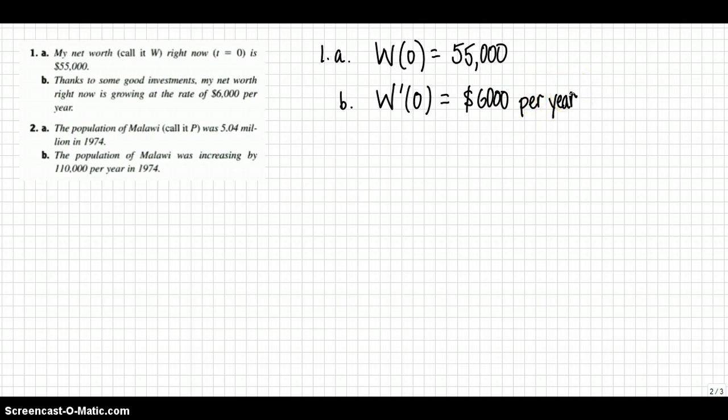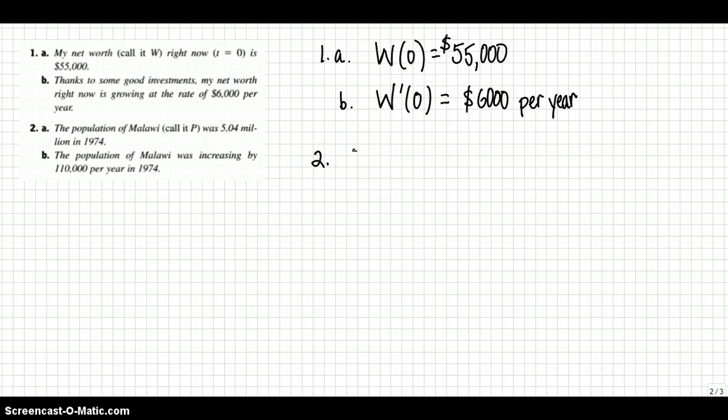Note the units of w prime, the derivative. The units are dollars per year. Compare that to the units of w. The units of w are dollars. I could add my dollar sign up there. Let's look at number 2 now.